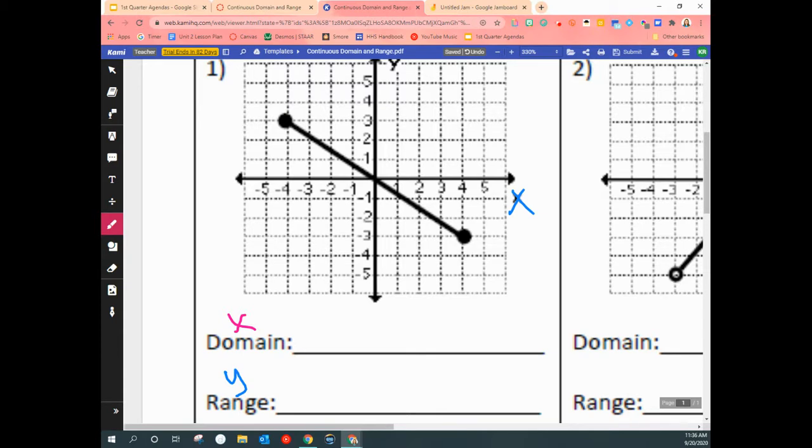So here's the easiest thing to do. When I have a graph that's a line, I like to list my ordered pairs out. Where does my graph end and where does it begin? Well, over here, I know it starts right here.